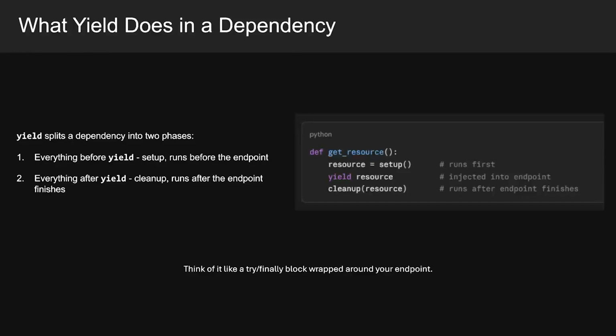The callout at the bottom says it perfectly. Think of it like a try and finally block wrapped around your endpoint. That's exactly what FastAPI does internally when it sees a yield dependency.